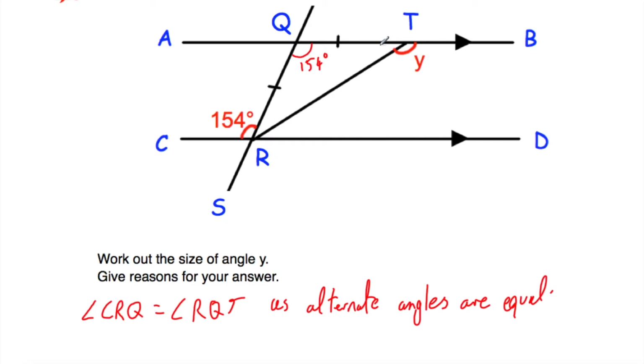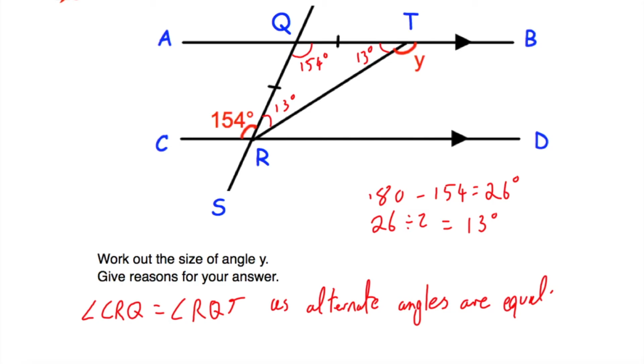If we wanted to work out the size of this angle here, I would take 154 degrees away from 180 degrees. So 180 degrees subtract 154 degrees is equal to 26 degrees. That means this angle plus this angle is 26 degrees. Then we take our 26 degrees and divide by 2, which is equal to 13 degrees. That means this angle here is 13 degrees, and this angle here would also be 13 degrees because it is an isosceles triangle. So now we've found the size of that angle.